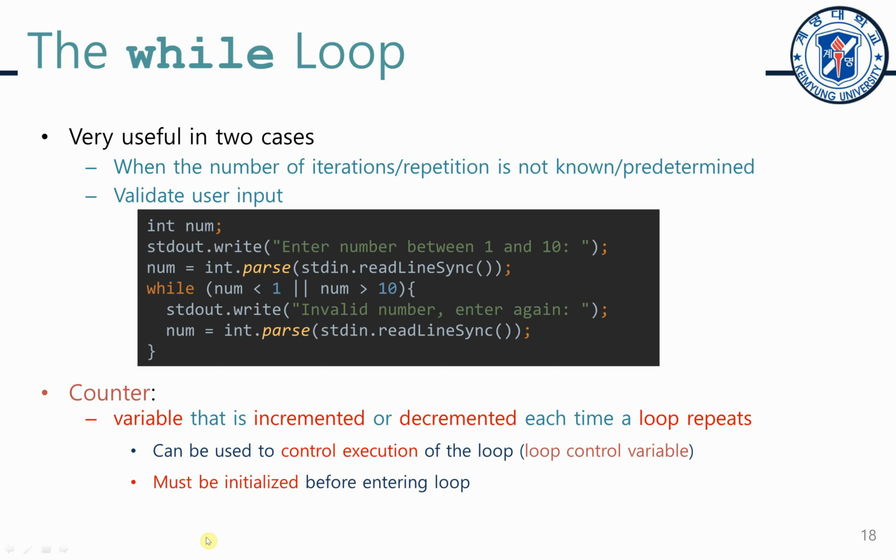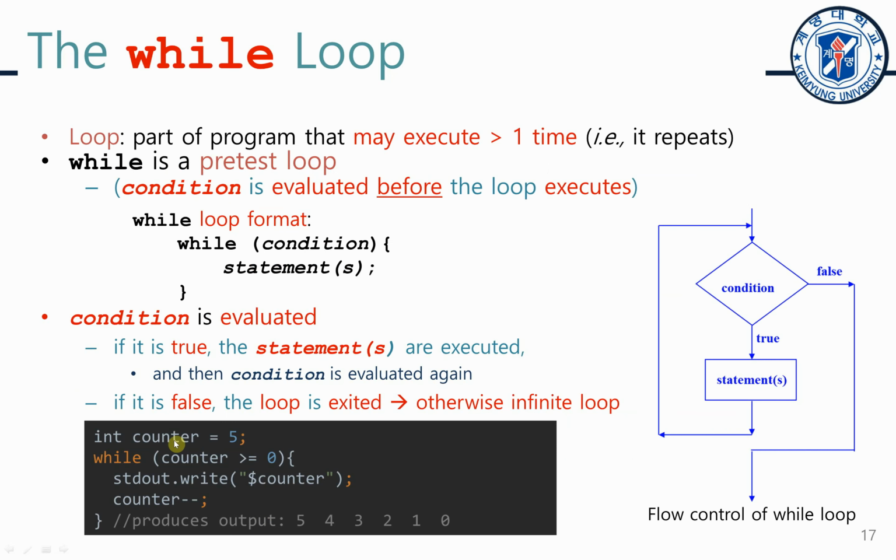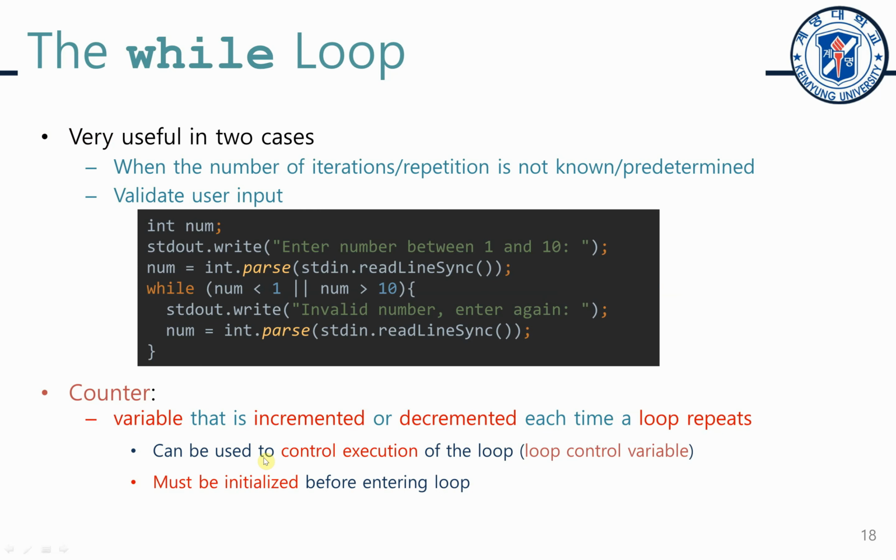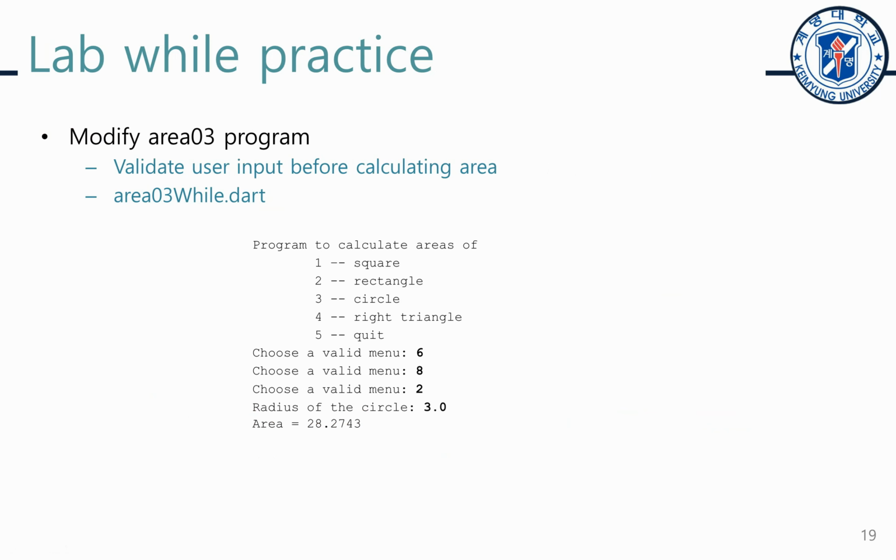However, it must be initialized before entering a loop. As you can see here, the counter variable is initialized here. If it was not initialized here, it would be difficult to test this condition. So it has to be initialized, and it will be counted. We had an example in our previous lectures, which is called the Area 3 program.